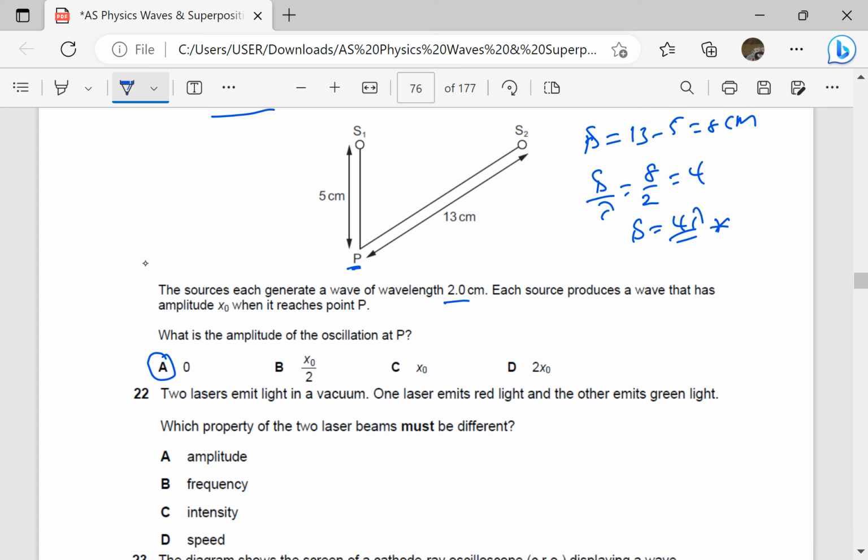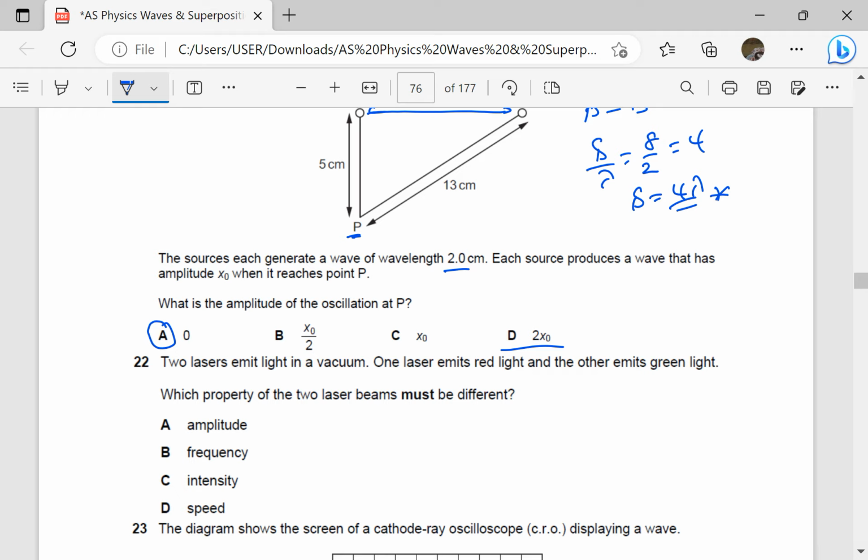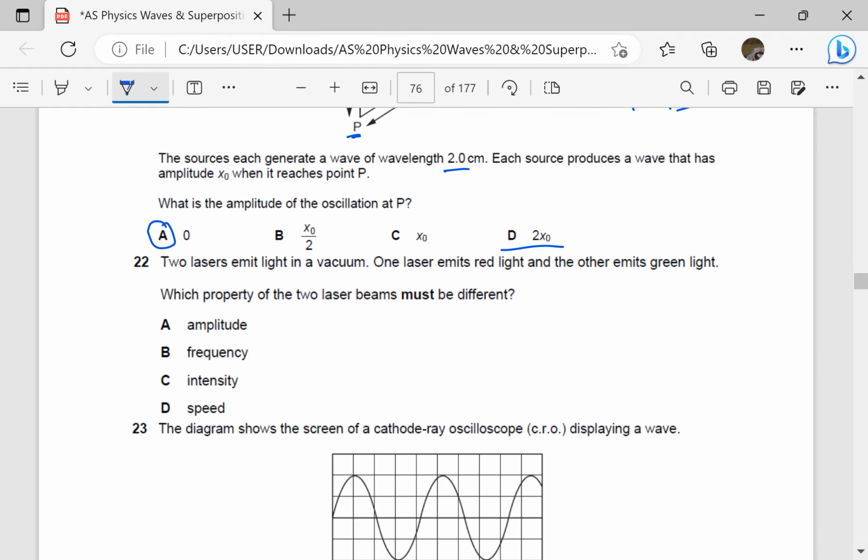Amplitude at P is going to be 0 since the phase difference between the sources is 180 degrees. However, if the phase difference between the sources was 0 degrees, then here at P, we would have a maximum, which would give us twice x naught. I hope that is very clear. Remember, when the phase difference between the two sources is changed to 180 degrees, where there was a maximum, there will therefore be a minimum. The maxima and the minima swap places or swap positions.